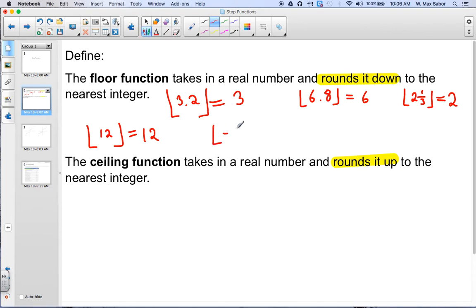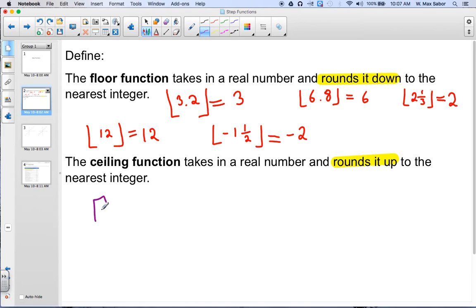If we have a negative, this is one where people make mistakes. If we have negative 1.5, what numbers is negative 1.5 between? Well, it's between negative 1 and negative 2. Which of those is smaller? Negative 2 is the smaller one, therefore we're going to say the floor is negative 2. Now, you might think that with 3.2 and 6.8 we're just crossing off the decimal, but it's not exactly the same. We're always going down.